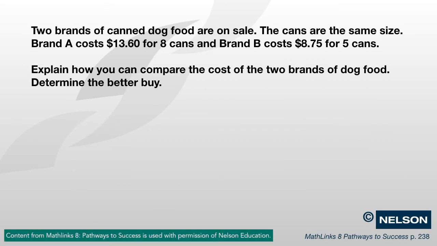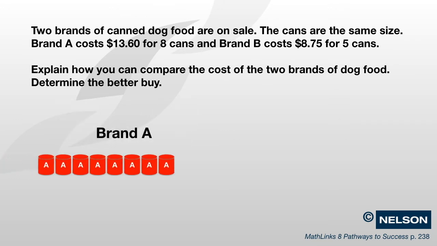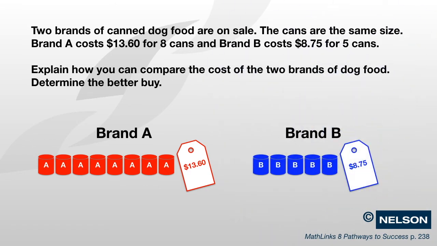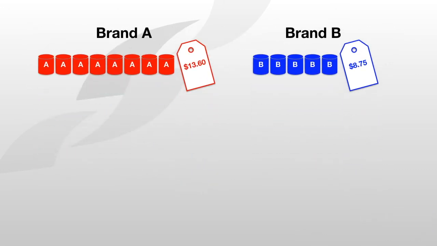Two brands of canned dog food are on sale. The cans are the same size. Brand A costs $13.60 for 8 cans, and brand B costs $8.75 for 5 cans. Explain how you can compare the costs of the 2 brands of dog food. Determine the better buy.